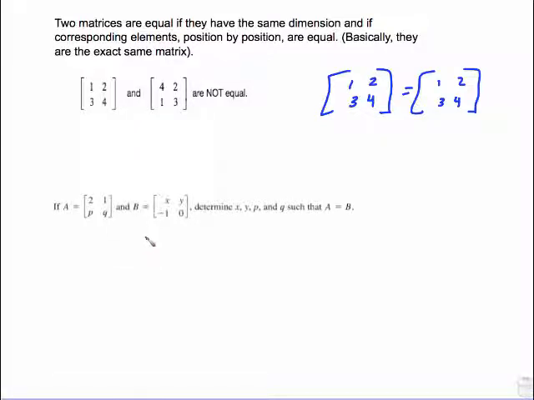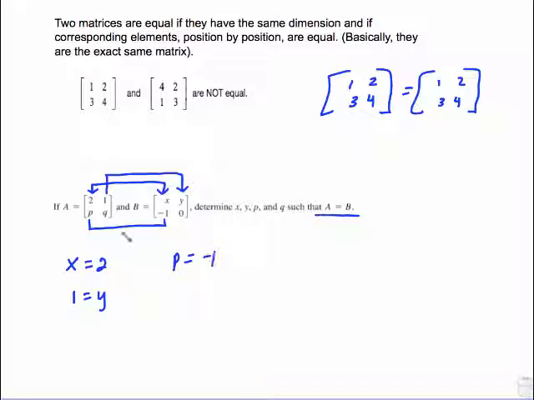There's a couple problems in MyMathLab like this that tell you matrix A is this, matrix B is this, and it wants us to determine X, Y, P, and Q such that matrix A is equal to matrix B. If matrix A is equal to matrix B, that means position by position, the entries are equal. So the first position to the first position is telling me X equals 2. Right here, 1 is in the same position as Y, so 1 equals Y. On the bottom, P is equal to -1, and Q is equal to 0. So pretty simple, you're just lining them up position by position.